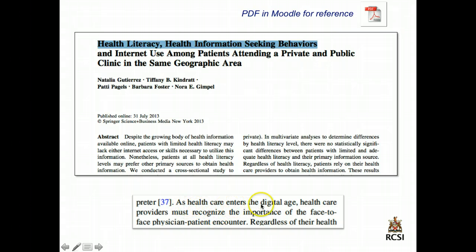It says, as healthcare enters the digital age, healthcare providers must recognise the importance of face-to-face physician encounter. Wow, how simple is that? Make sure you talk to each other. But some of the issues covered here are quite important. The amount of data bombarding people, and indeed private and public patients. These are people from different socioeconomic backgrounds and therefore will not have access to the same level of technology, and it follows information.